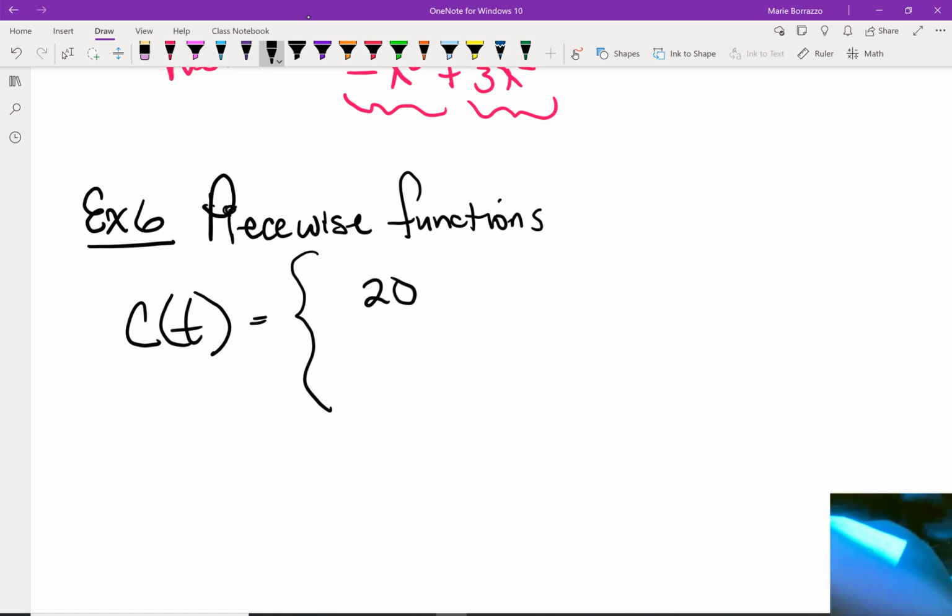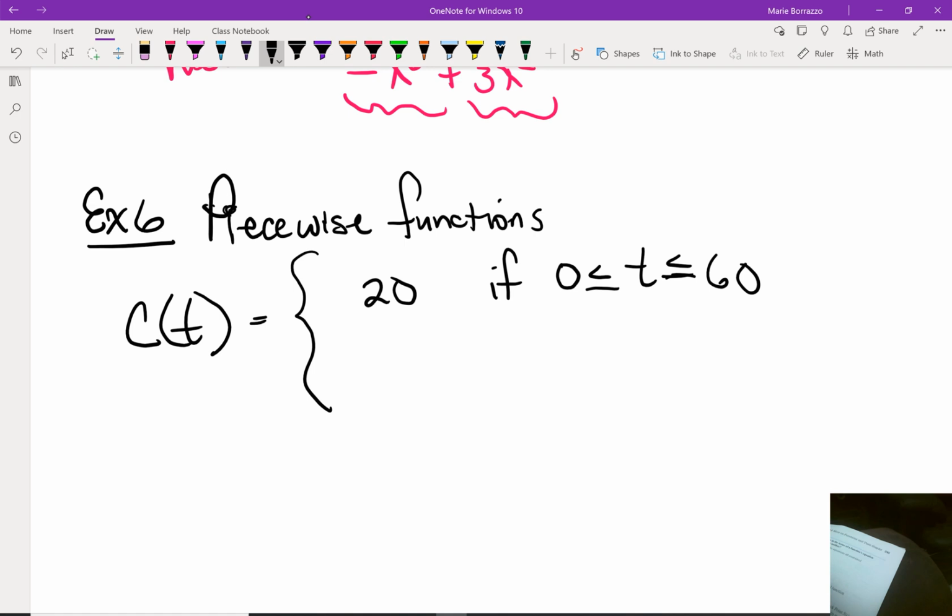So in this example, they're telling you, look, you're going to get a phone plan. You're going to pay $20 if your minutes used are between 0 and 60. That is inclusive. Notice the equal to sign. So between 0 and 60 inclusive.